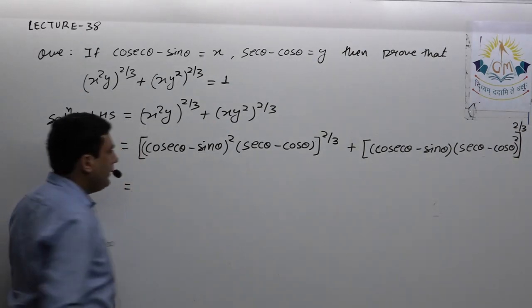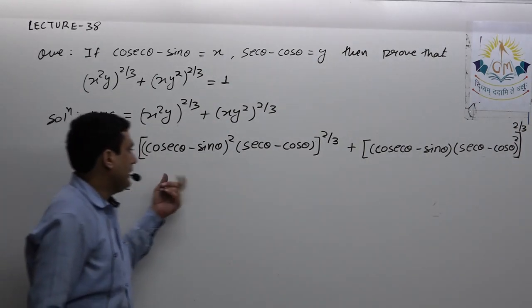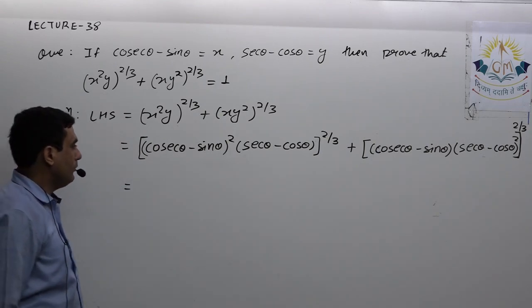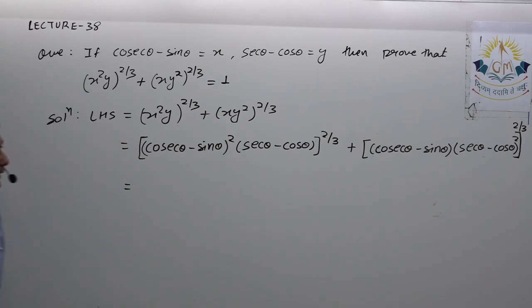So think for a while how you have to solve, by directly applying the identity or by converting the trigonometric ratios into sine and cos. Think for a while, then I will give you its solution.